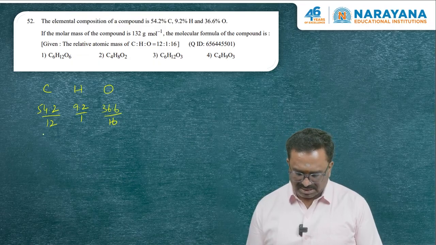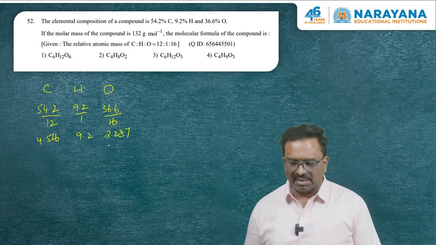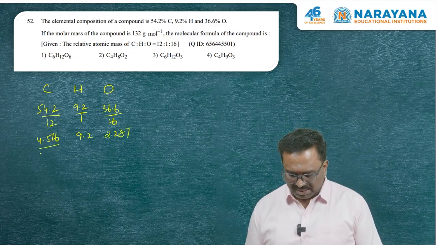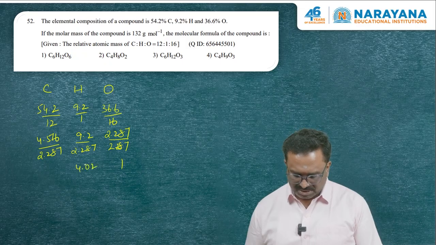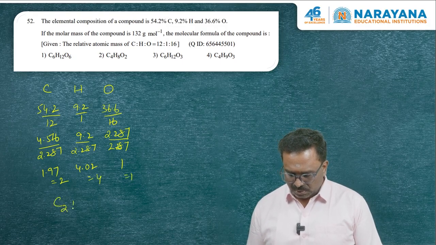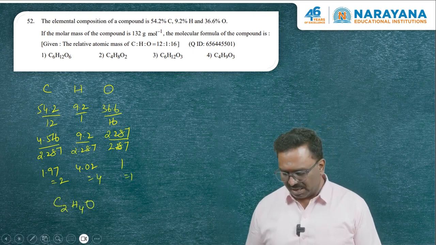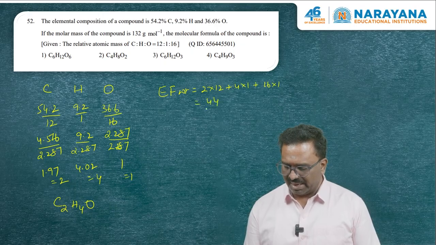So here we get 4.516 and 2.287; these are relative numbers of atoms. When the relative numbers of atoms are divided by the smallest value among them, we get the simplest ratio of atoms. This is nearly 2, this is nearly 4, and here it is 1, so C2H4O is the empirical formula of the compound. From this empirical formula, we can proceed to the empirical formula weight. So this is 2 into 12, 4 into 1, and 16 into 1. Empirical formula weight is 44.